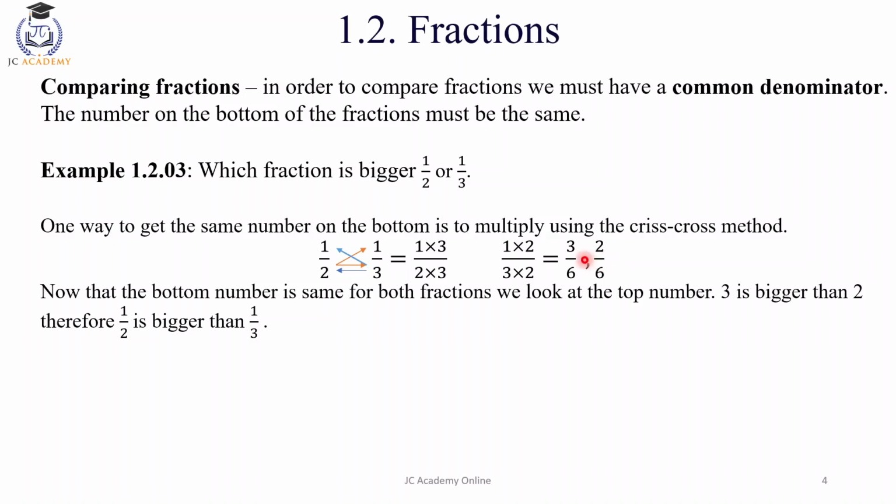Now, looking at these two fractions, we see that the top number of the left-hand side is larger than the top number of the fraction on the right-hand side. Therefore, we can conclude that of the original fractions, a half is bigger than a third. We can't conclude it at the earlier point; we could only conclude it when the denominators are the same.